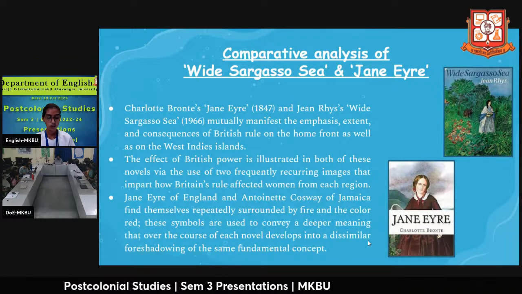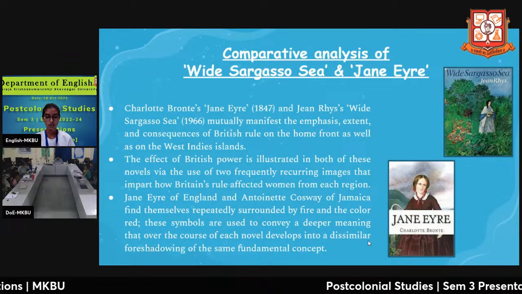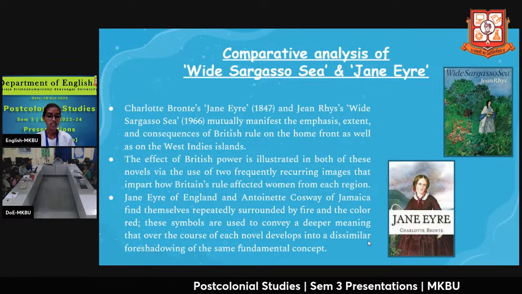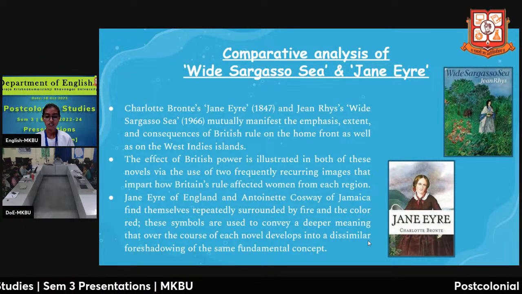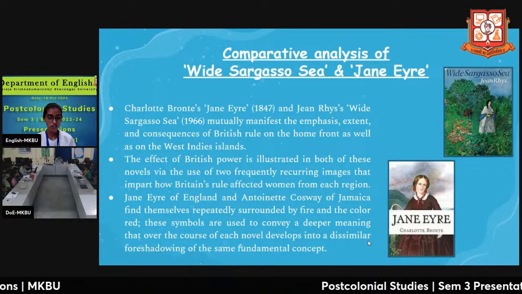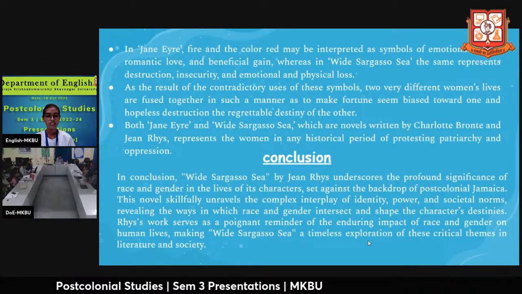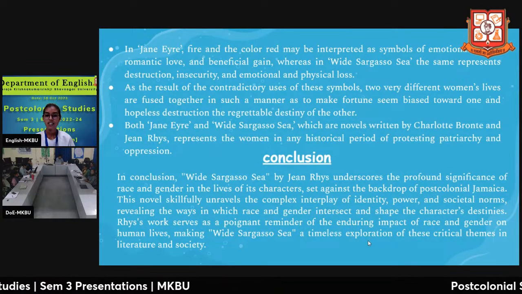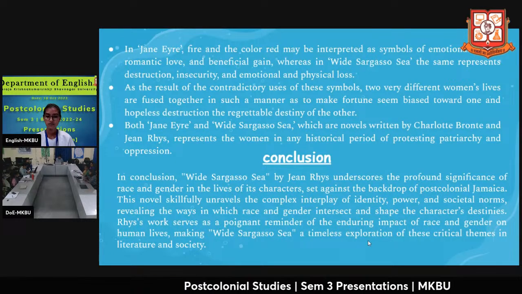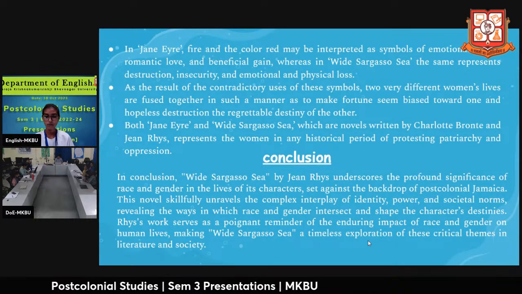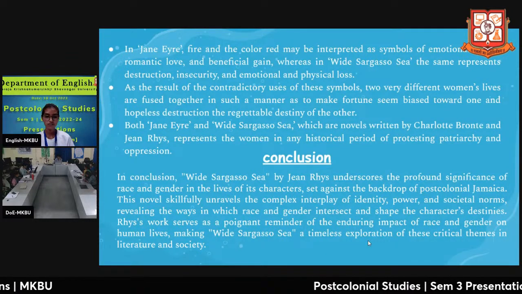Jane Eyre of England and Antoinette Cosway of Jamaica find themselves repeatedly surrounded by fire and the color red. These symbols are used to convey a deeper meaning that over the course of each novel develops into a dissimilar foreshadowing of the same fundamental concept. In Jane Eyre, fire and the color red may be interpreted as symbols of emotional power, romantic love, and beneficial gain, whereas in Wide Sargasso Sea, the same represents destruction, insecurity, and emotional and physical loss.